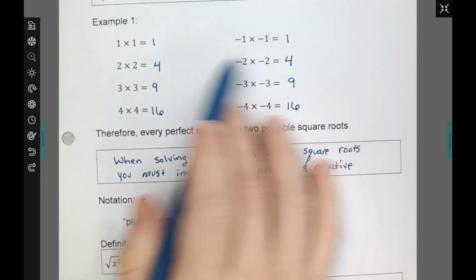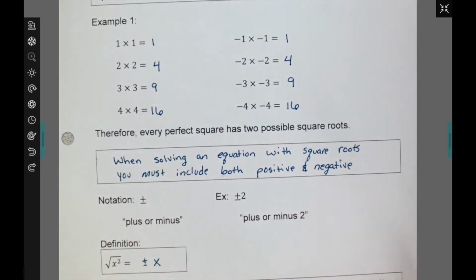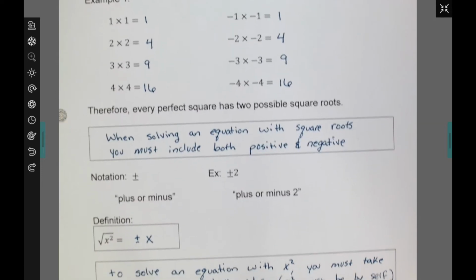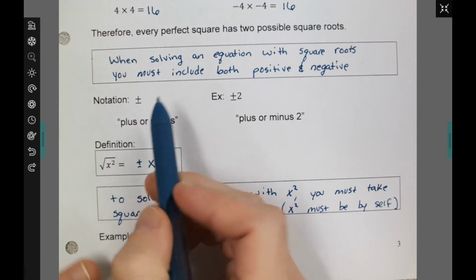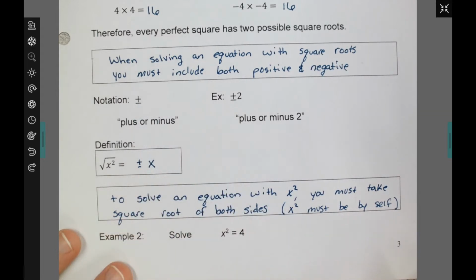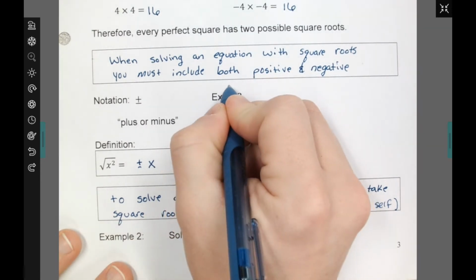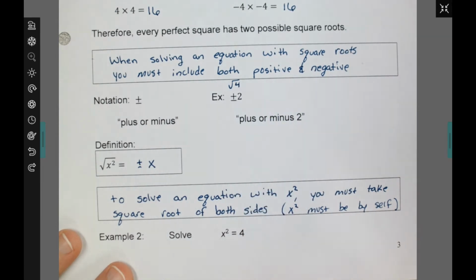So when you look at these, there are 2 ways to multiply a number by itself and get the same value. You have to worry about both the positive and negative. What that tells us is that when we are solving an equation by taking a square root, we have to make sure that we include both of these solutions. We have to include both the positive and the negative. The way we would notate that is drawing a plus and a minus sign right on top of each other. That tells us that we're including both the plus and the minus. An example of that would be, let's say I took the square root of 4. Square root of 4 is 2, so I would put the plus or minus 2 out front.